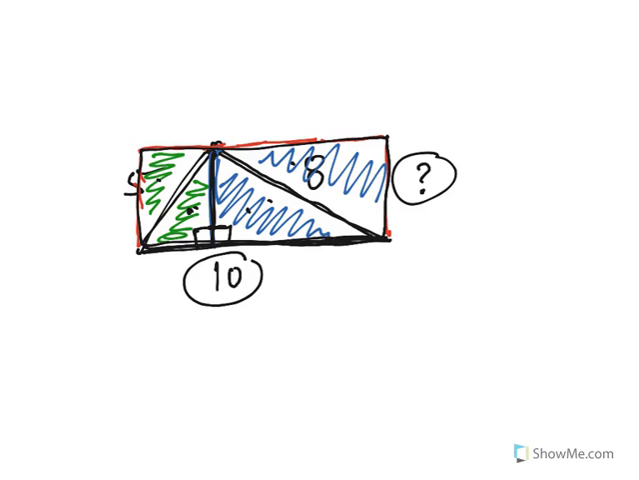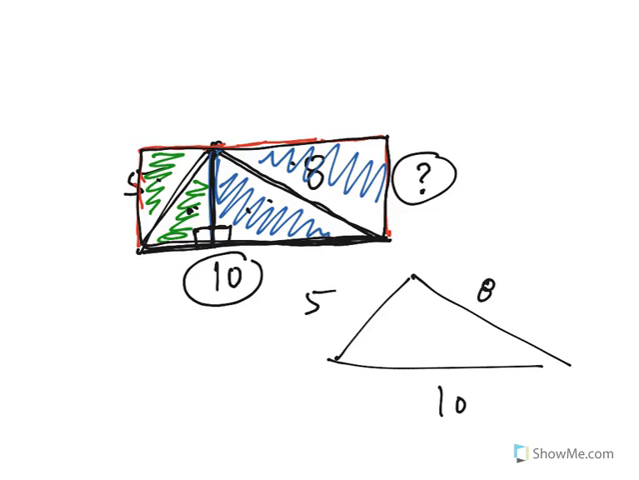So actually, this question, 10, 5, 8, at least for elementary school, there's not enough information to find the area. We'd need to know this line here, which is called the height. So the 10 is the base, but the height is that. And we have to be told it.